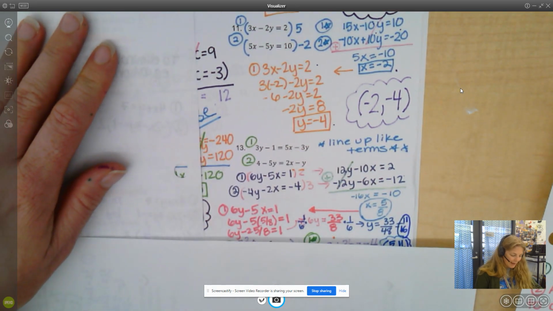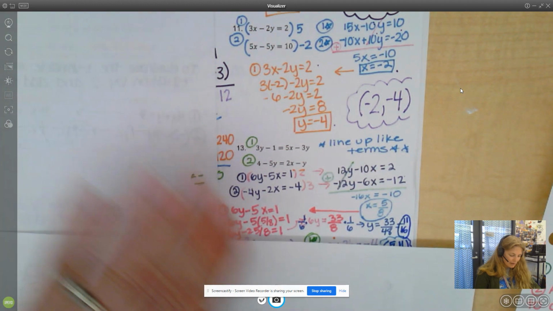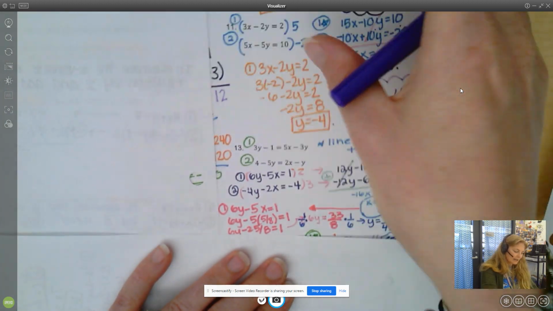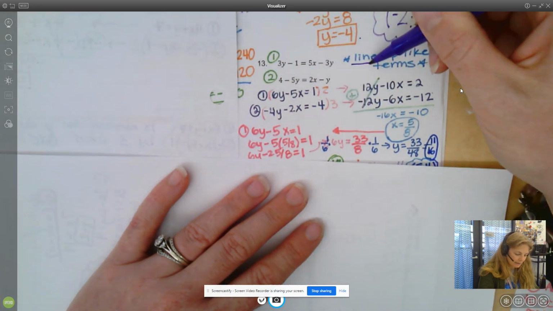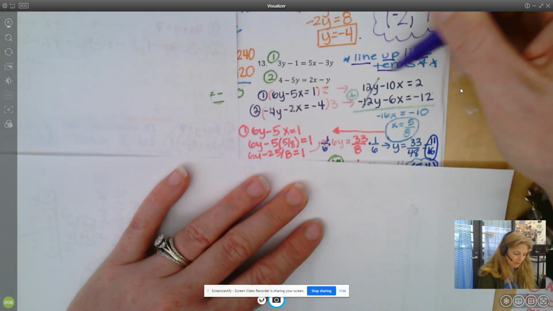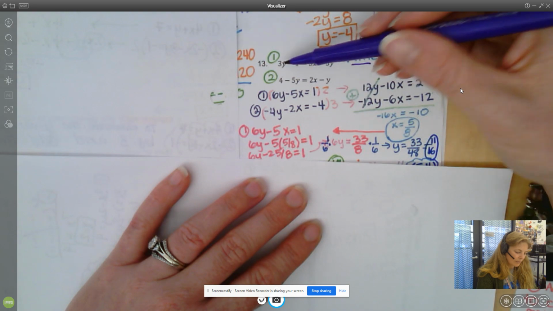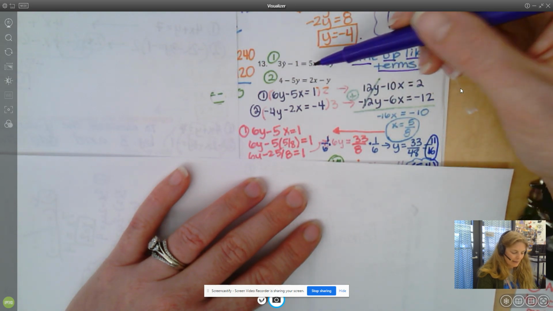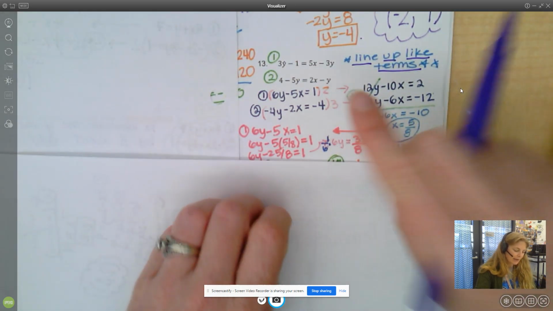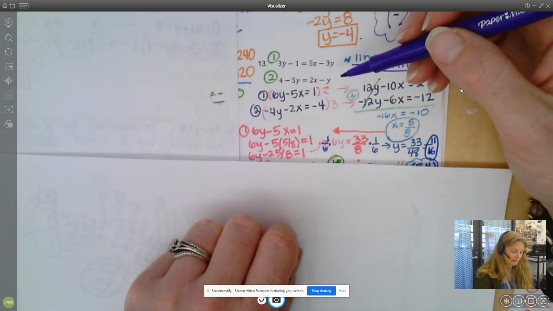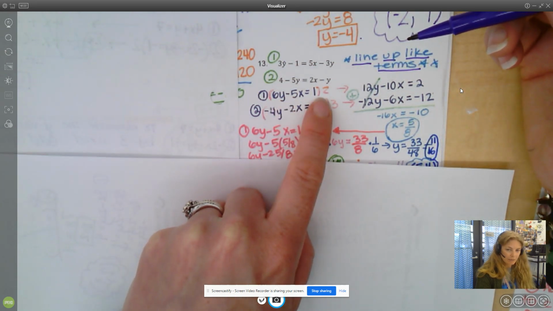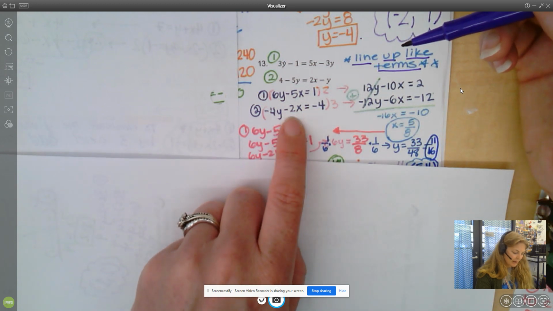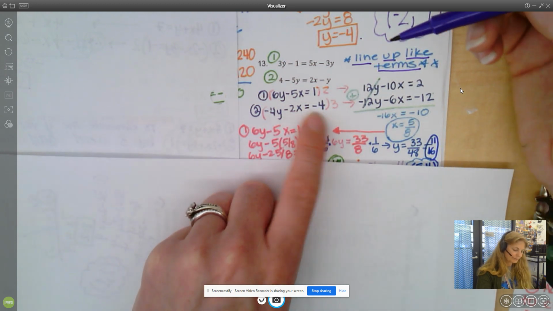Taking a look at 13, 13 got a little bit busy because the first thing you need to make sure you're doing is line up your like terms. So here you have your y's on both sides and x's. So the first thing I did was get my like terms lined up, and I got 6y minus 5x equals 1 and negative 4y minus 2x equals negative 4.